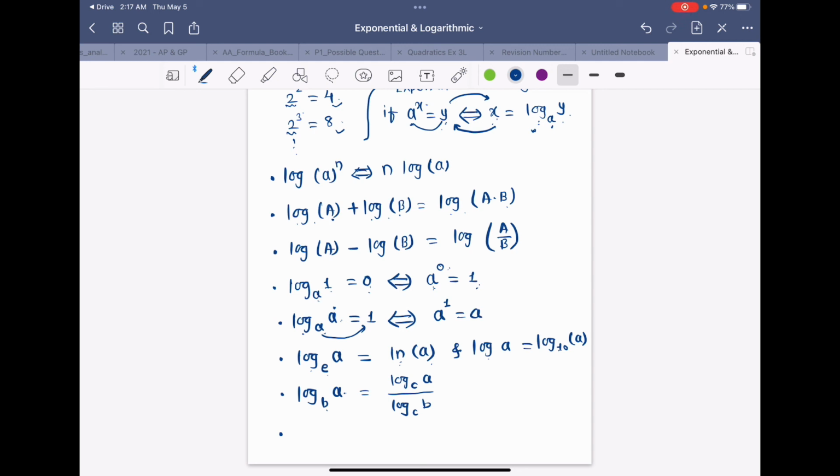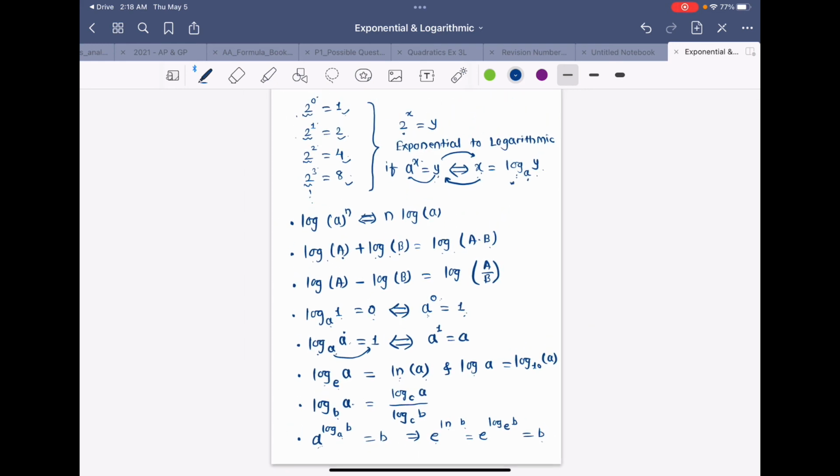Last, a raised to log of b, but this log has base a, that means this term and this term are the same, then the answer is b. Therefore, if your a is, say, e, and the raised-to power is ln of b, basically e raised to log of b to the base of e, the answer is still b. So e raised to ln b is basically b, or a raised to log of b to the base a is also b.